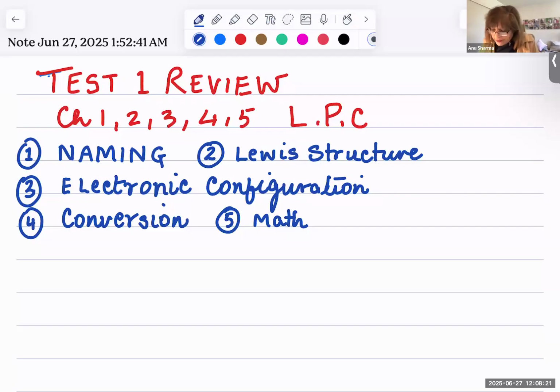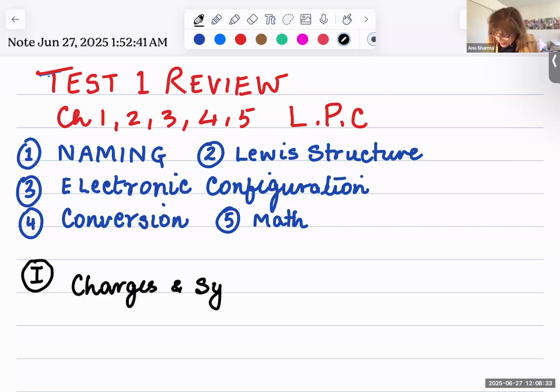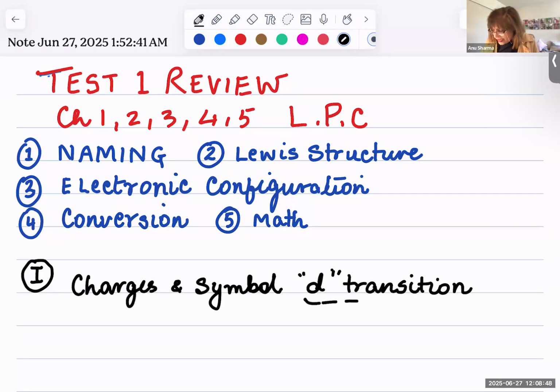Okay, the first thing with the naming. Naming, we are going to look at the concept of charges, okay? And you should know the symbols. And you should know the table, at least refer to the D block elements, all the transition elements. And you should know that they can exist in more than one type of positive charge, right? So for that, you're going to look at the table.